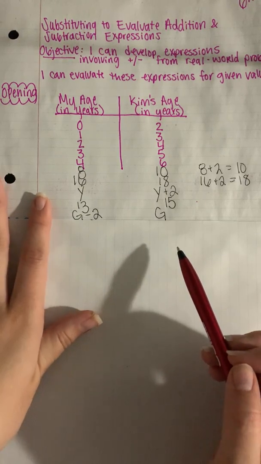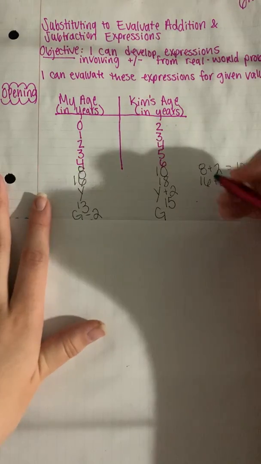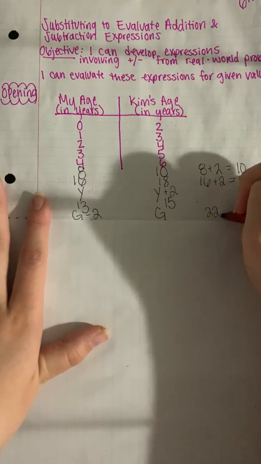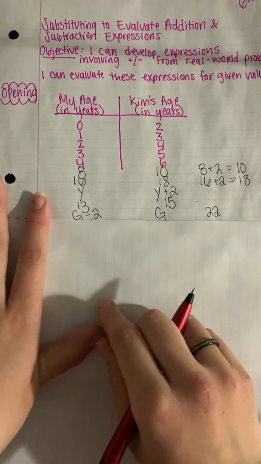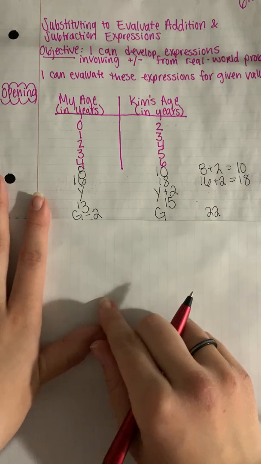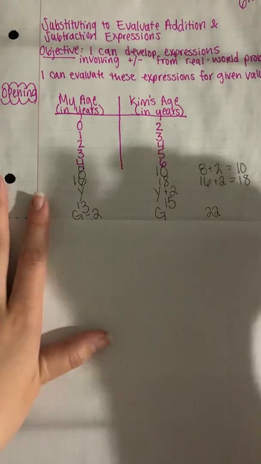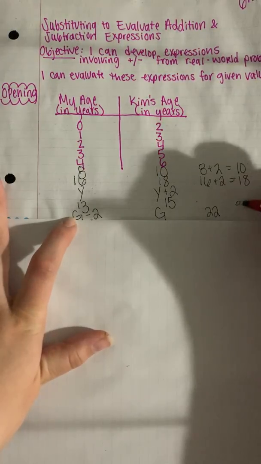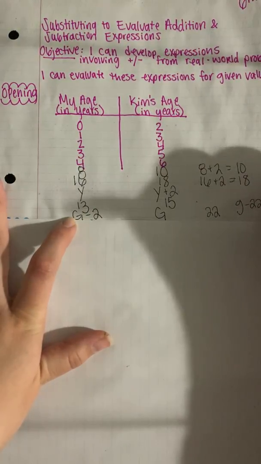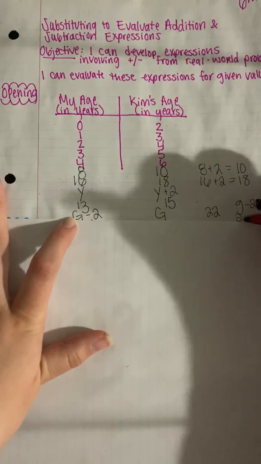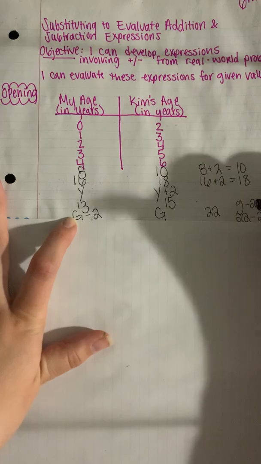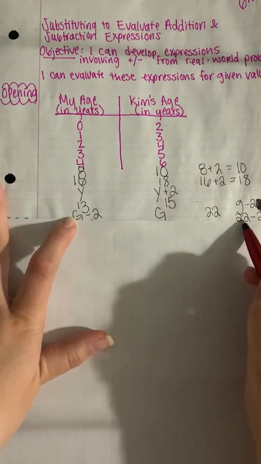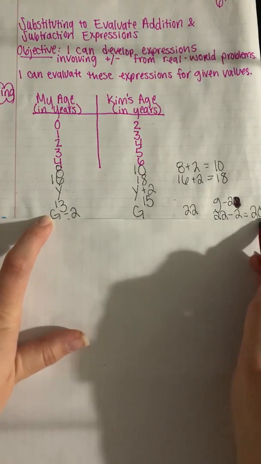Let's pretend like I wanted to know if my sister was 22 years old, how old would I be? Try and get an answer in your head or on your paper. If my sister is 22 years old, I could use this expression here, g minus 2. I could plug in 22 where I see a g, and so 22 minus 2 equals 20. When my sister is 22, I am 20.